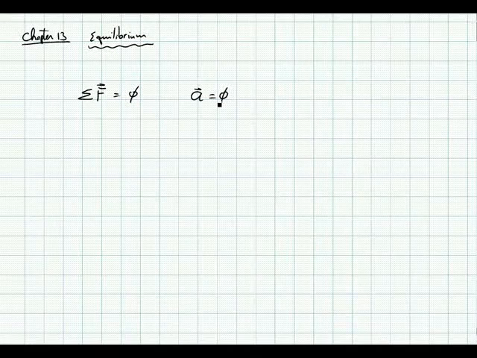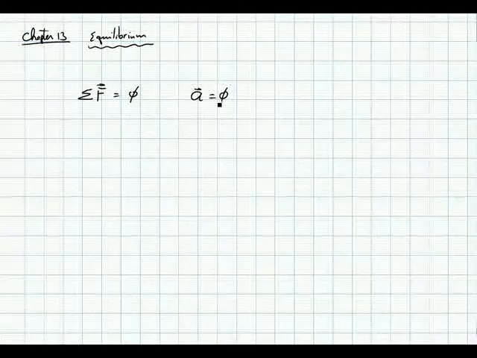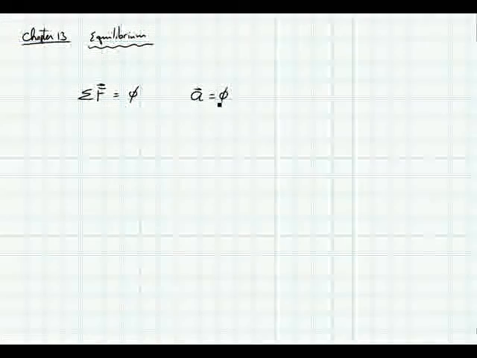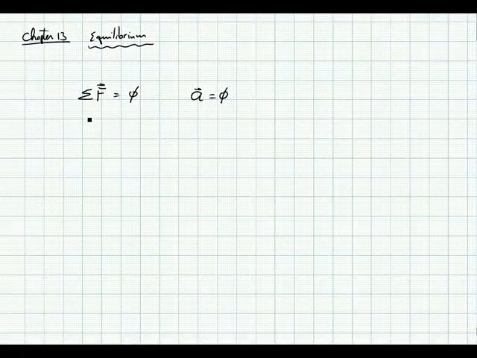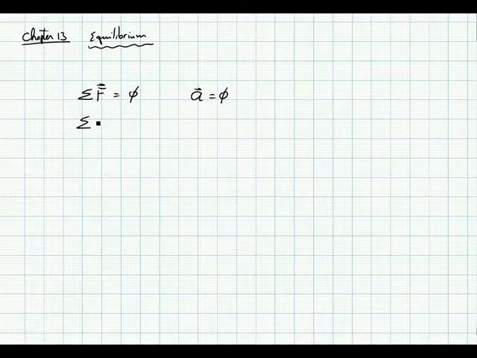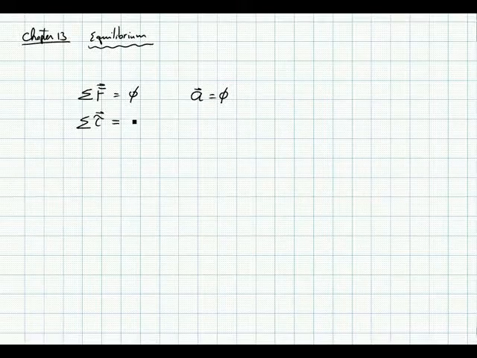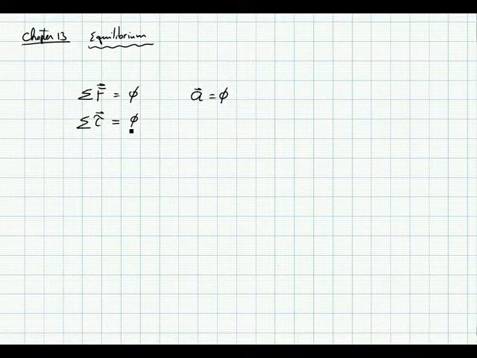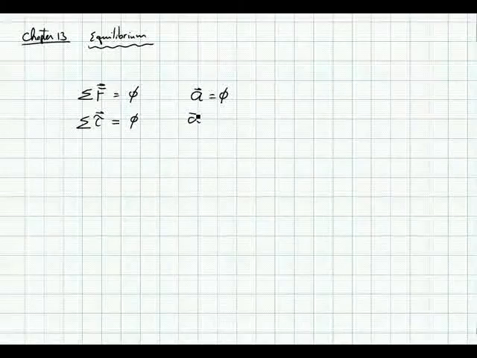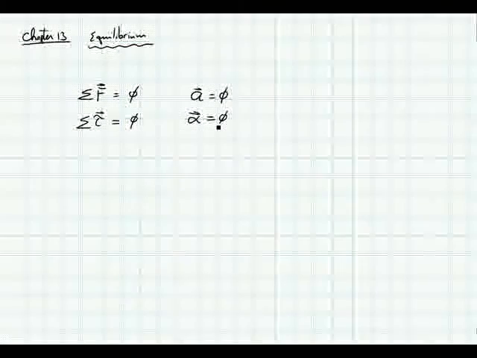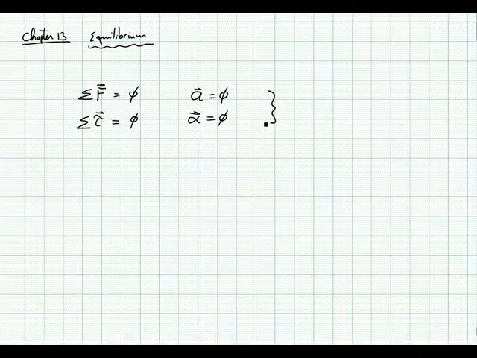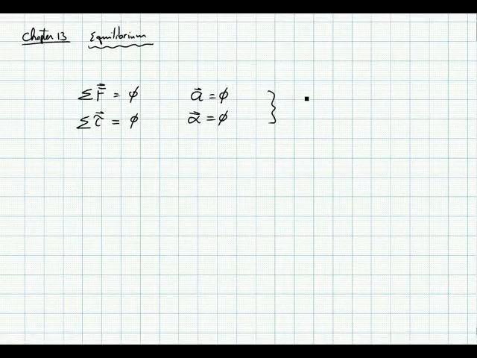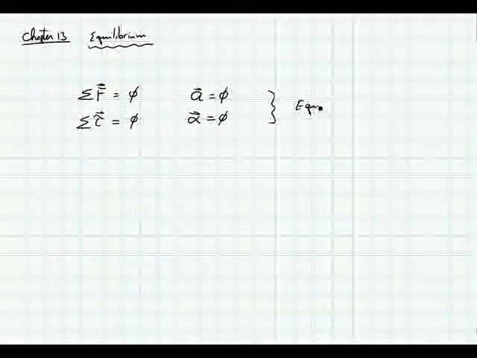Well, a body could be in rotation, where its center of mass doesn't translate through space but nevertheless it's rotating. So for complete equilibrium, we also need to make sure that the net torque, or sum of all the torques acting on the body, is equal to zero, which implies that the angular acceleration of the body is zero. So net force equaling zero and net torque equaling zero is complete equilibrium for an object.